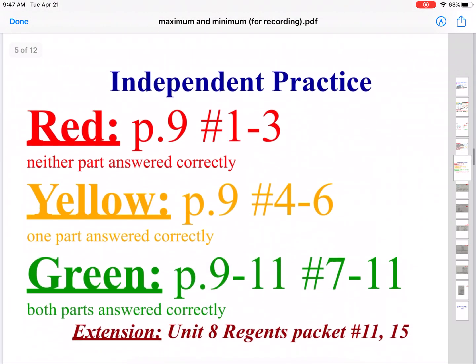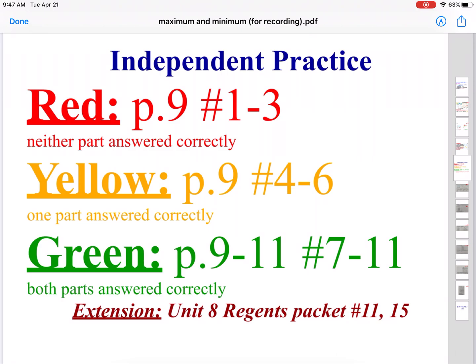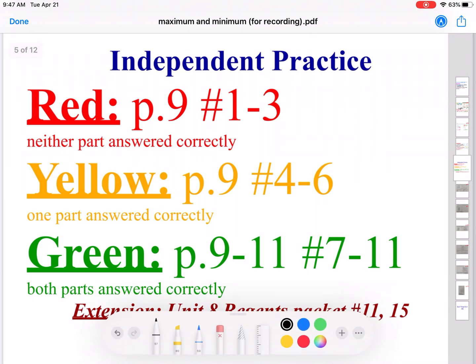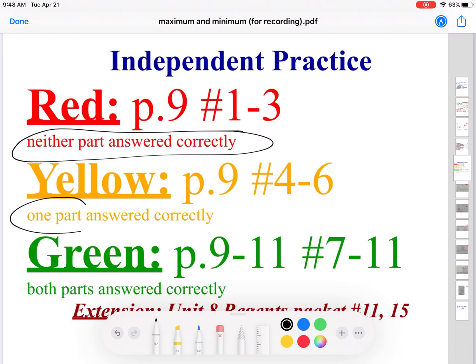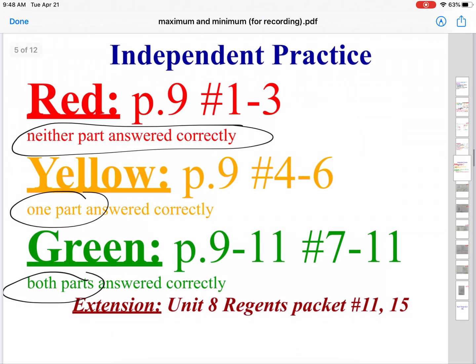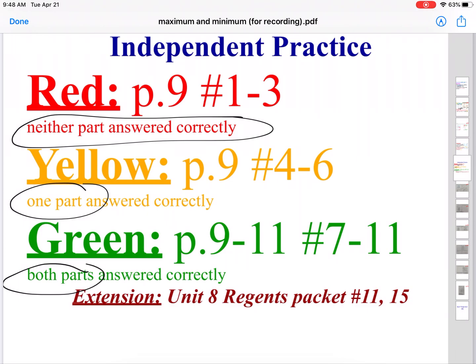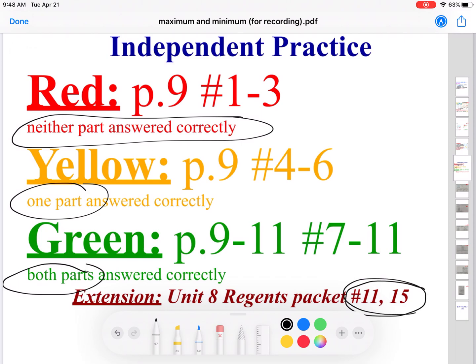So reflecting on how you did on that checkpoint question, here are your directions for the independent practice. If you were not able to answer either of those parts of the checkpoint correctly, please start in red. If you were able to answer one part correctly, either 1 or 2, please start in yellow. And if you answered both parts correctly, please start in green. Again, you need to do at least one group's worth of practice, either red, yellow, or green, to get your credit for this lesson. Also, everyone should notice here that you are now able to do 2 more problems in your Regents packet, number 11 and number 15. So please pause this video, go and practice for at least 10 to 15 minutes on your assigned questions, then come back here to check your work.